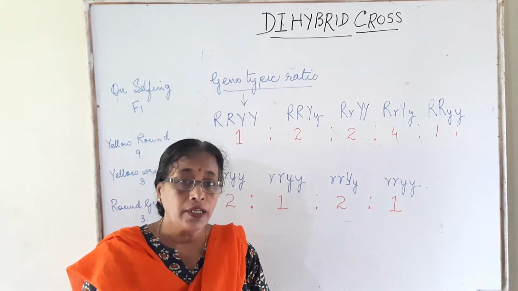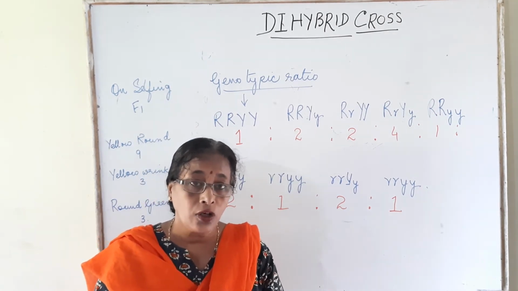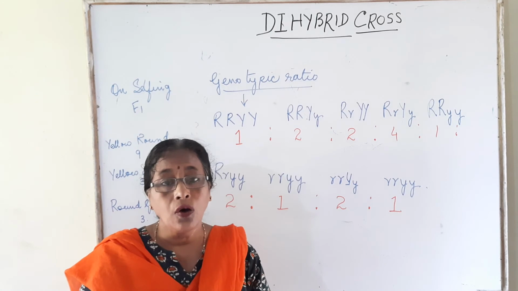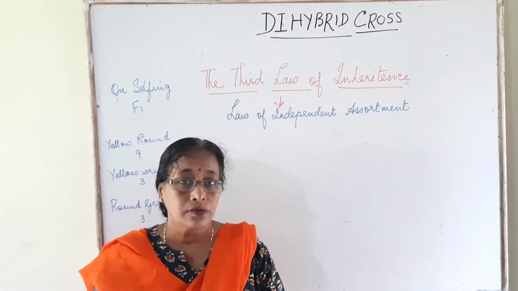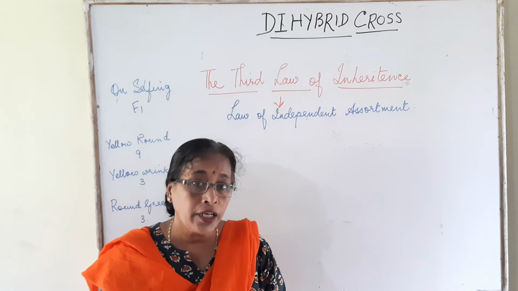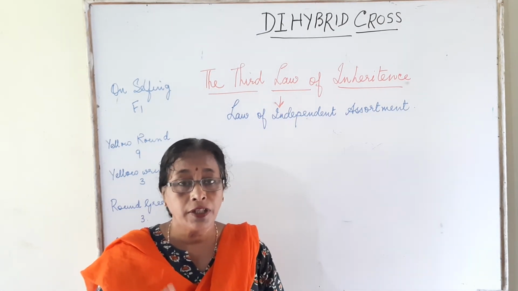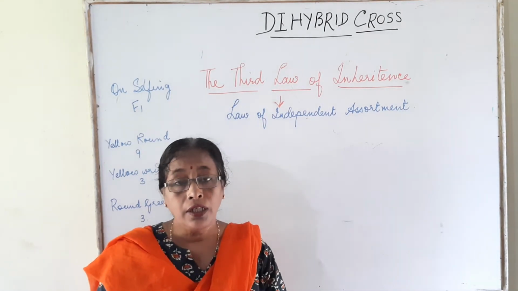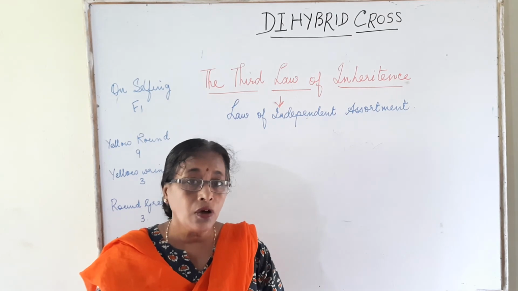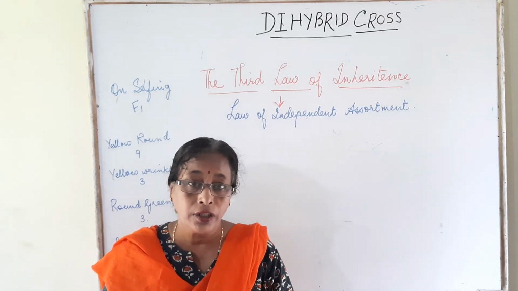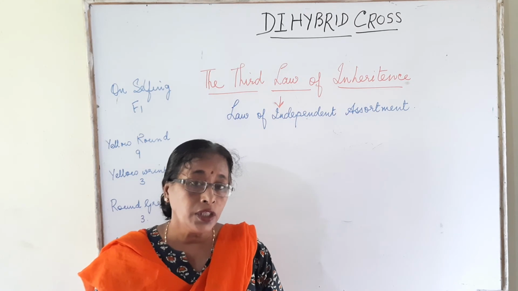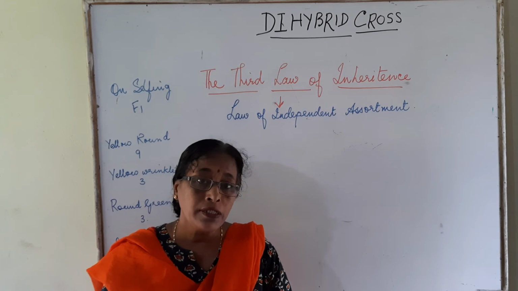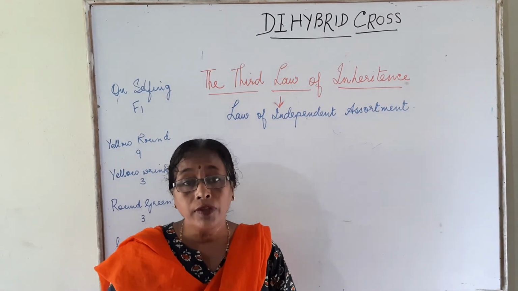So this was known as the law of independent assortment. This led to the formulation of Mendel's third law. The experiments that Mendel did in dihybrid and trihybrid crosses led to the formulation of the third law, that is the law of independent assortment, which states that when 2 or more pairs of contrasting characters are taken, one pair segregates and becomes independent of the other.